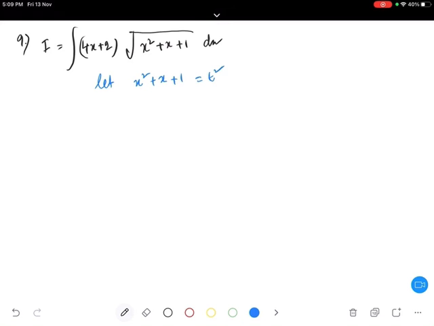Now once I do it, let us differentiate with respect to x. If I differentiate with respect to x, what do I get? Here we have 2x plus 1, and that is equal to the differentiation of t square, which is 2t dt dx. Right? So we have to find dx. Therefore dx is equal to 2t divided by 2x plus 1. This is what we have, dx.